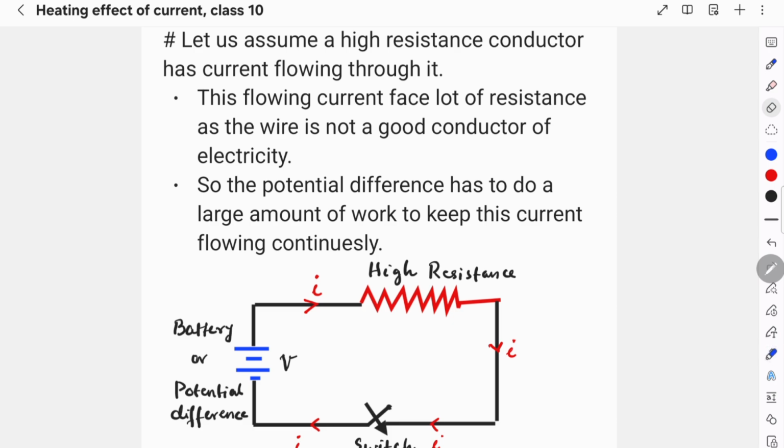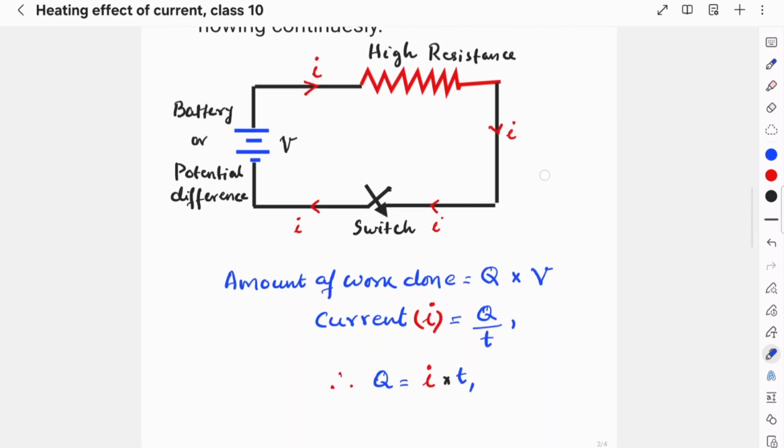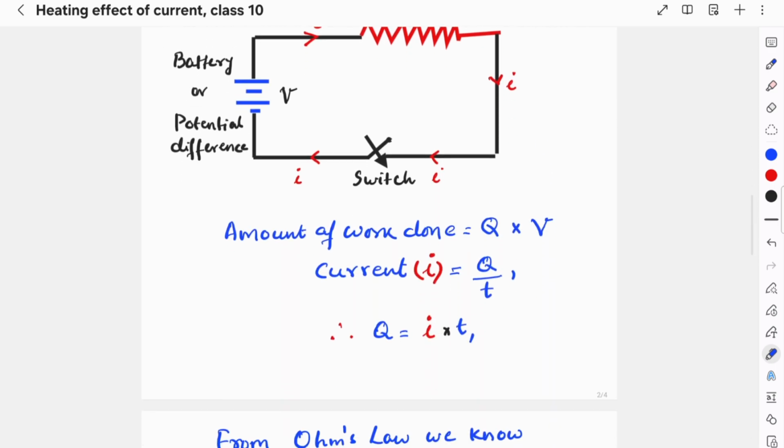We have shown this by a circuit. We have a high resistance connected to it and we have the battery which is creating the potential difference, and this is the high resistance. We know the amount of work done will be the product of the charge flowing and the potential difference. And we also know current is basically the total amount of charge flowing at that point of time in the circuit. So we can say Q will be equal to the product of current and time.